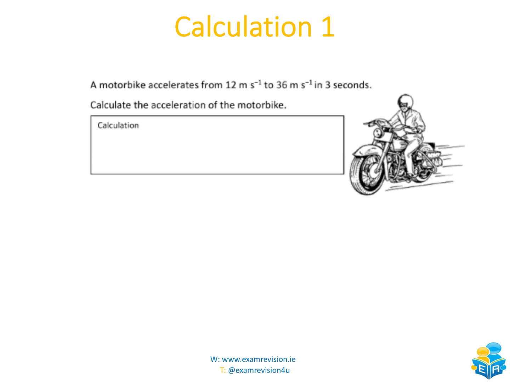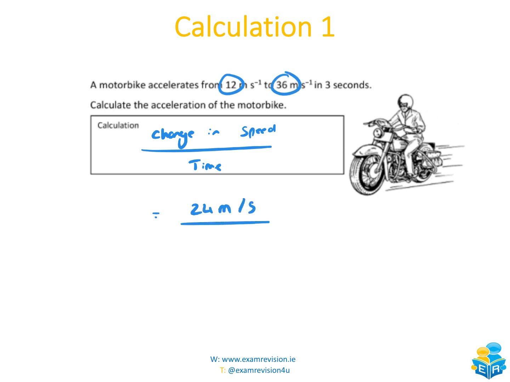So a motorbike accelerates from 12 metres per second to 36 metres per second in 3 seconds. Calculate the acceleration of the bike. So the change in speed over the time is the formula for acceleration. The change in speed, we went from 12 to 36, so that's a change in speed of 24 metres per second. We're dividing that by 3 seconds, and 24 divided by 3 is 8. So it's 8 metres per second squared. Okay, either one of those answers is acceptable. Just make sure we're including our units to ensure that we're getting full marks.